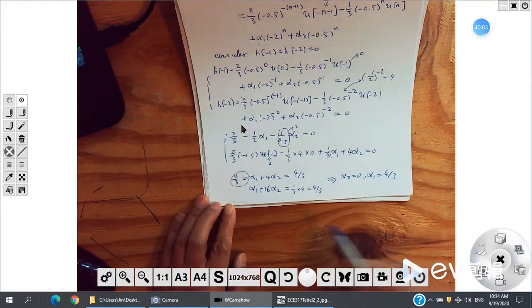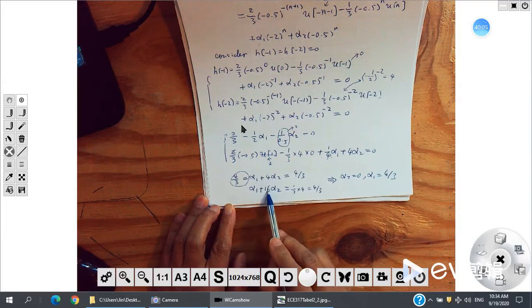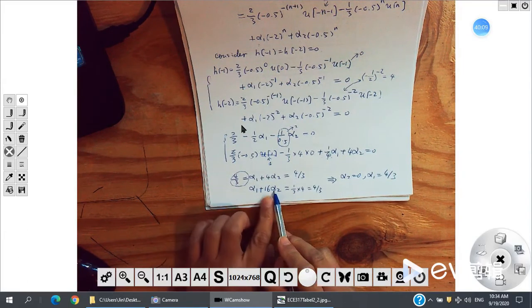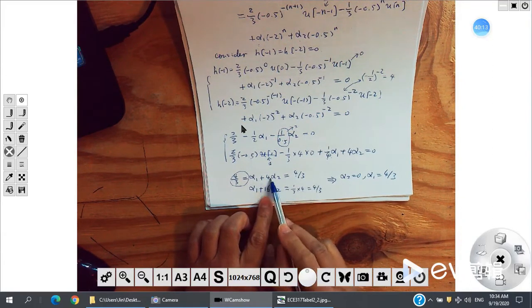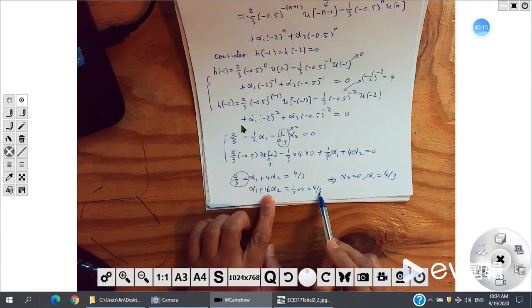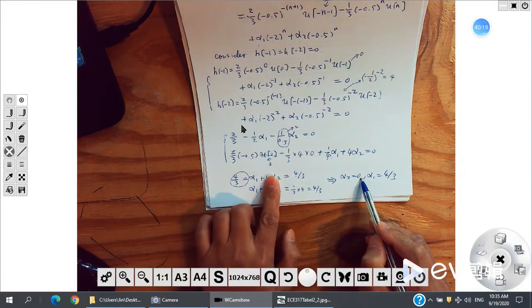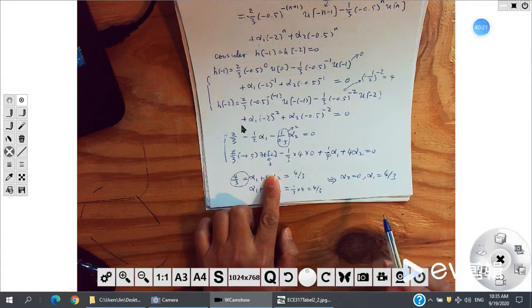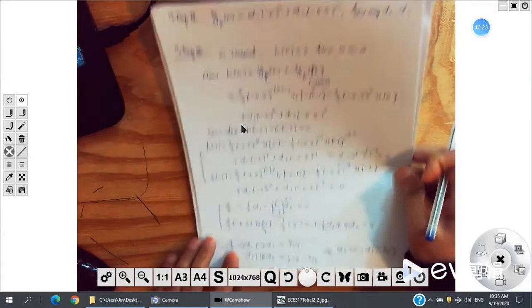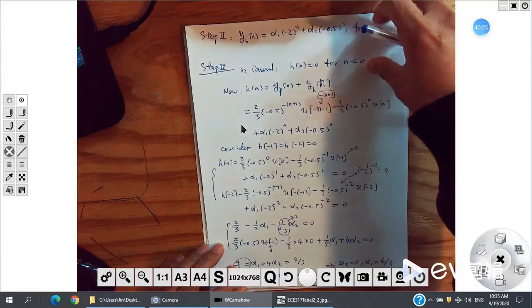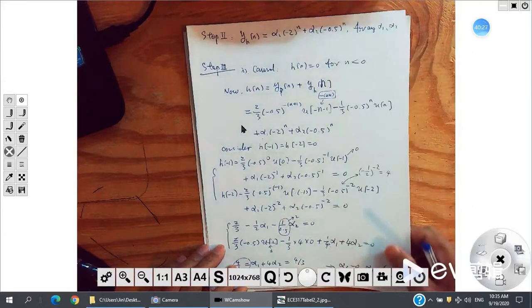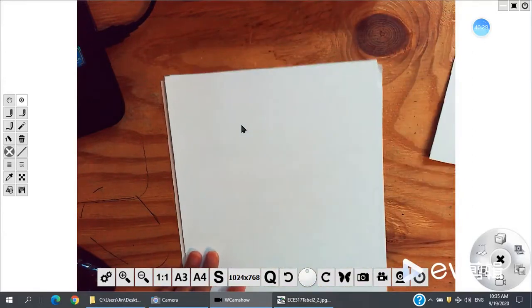Is that good? Because you see, here you plus 12 more alpha 2, but the result is the same. So alpha 2 must be 0. Alpha 2 is 0, and alpha 1 is 4/3. Oh, I don't need alpha 2. Anyway, okay, then we have the result.